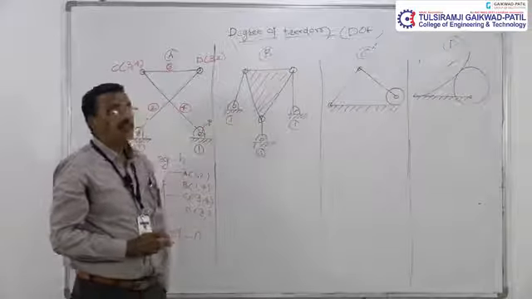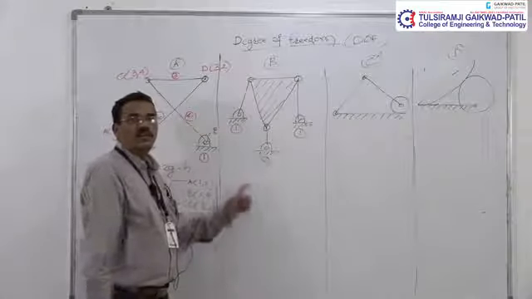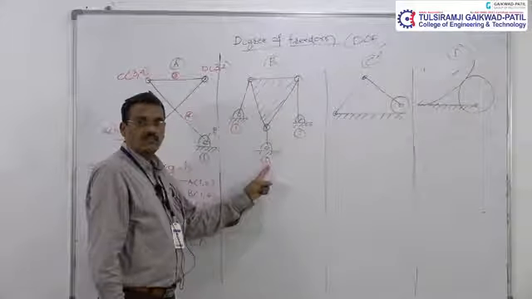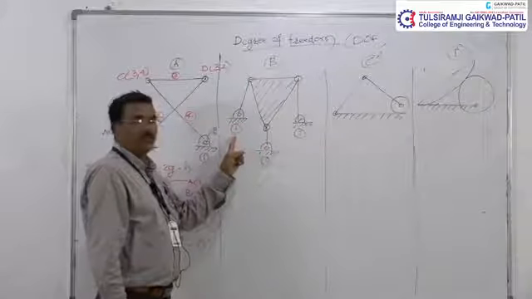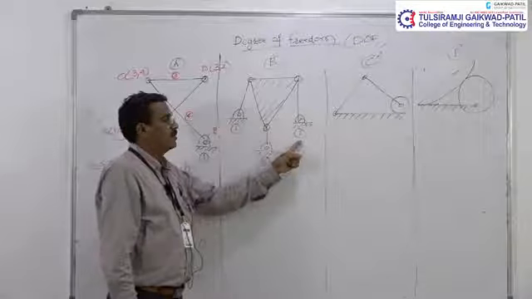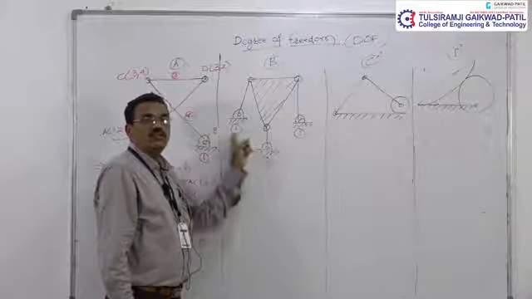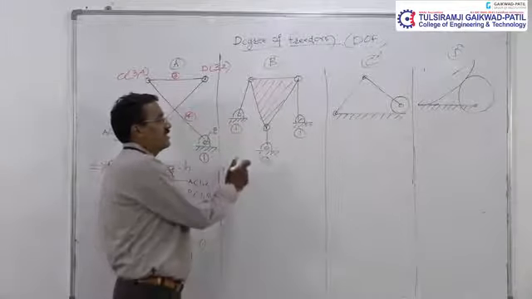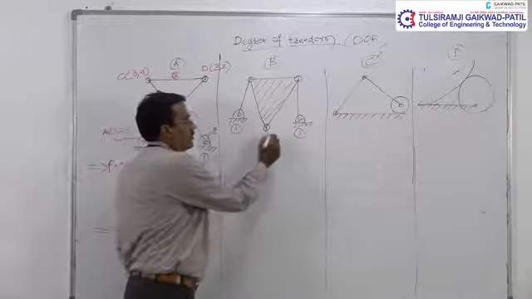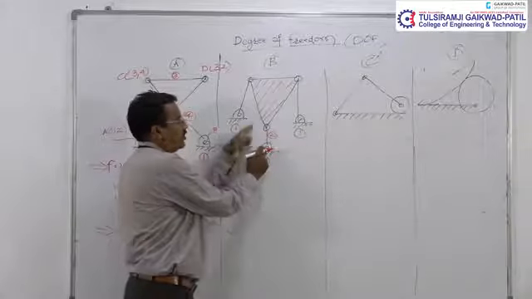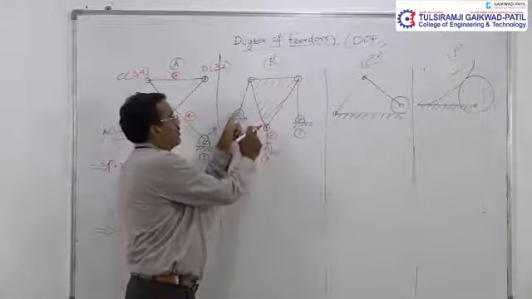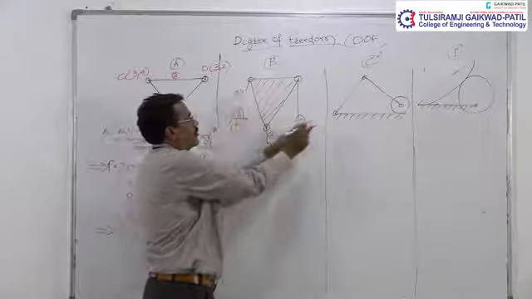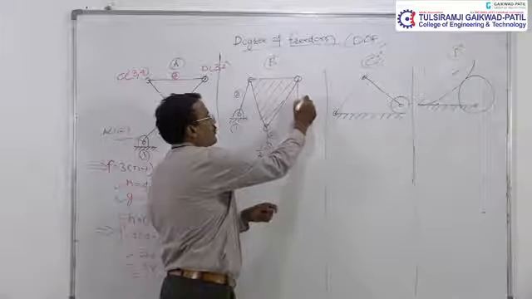Let us check what the different links are. All fixed links are denoted by link number 1. So this is link number 1, this must be link number 1 and this must be link number 1. Now let us check another link. This is link number 2. From this point to this point, this is link number 3. From this point to this point, this is link number 4.